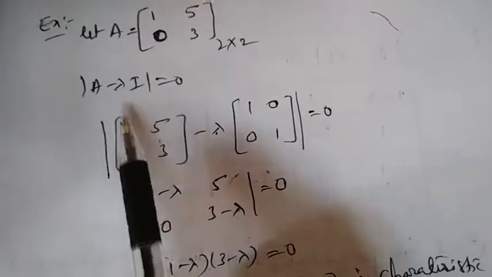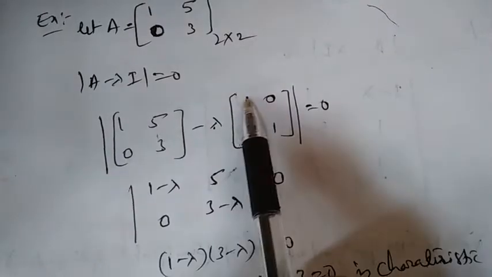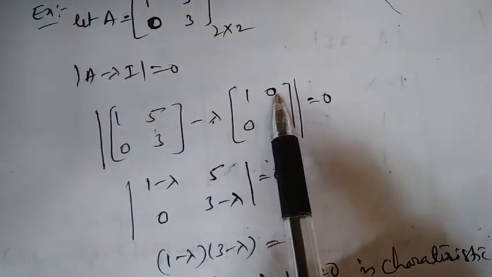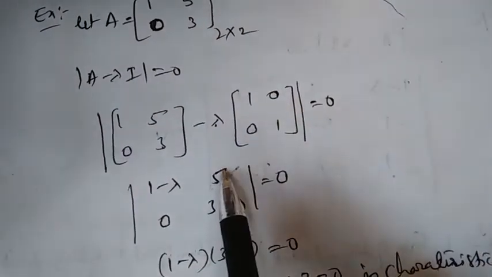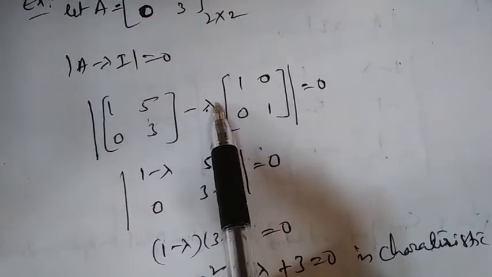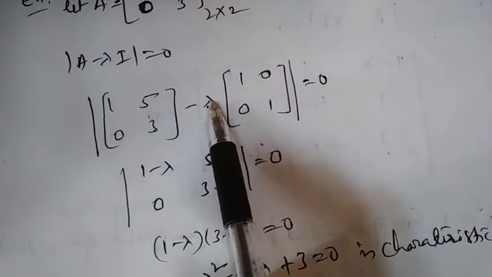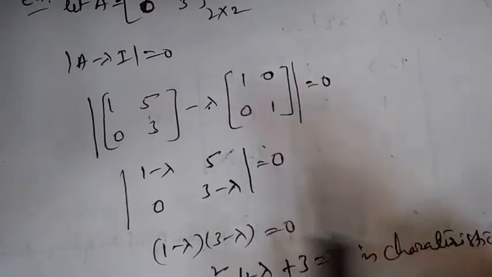Now simplify this. 1 minus lambda into 1, 1 minus lambda. Next to this position, 5 minus lambda into 0, 5 minus 0 is 5. Then 0 minus lambda into 0 is 0. Then 3 minus lambda into 1, 3 minus lambda. Now this determinant we need to find, which is equal to 0.